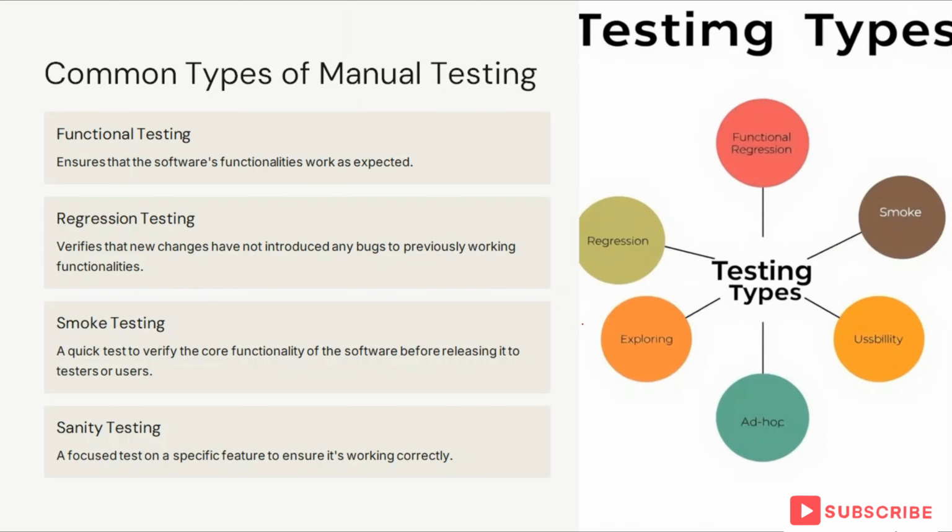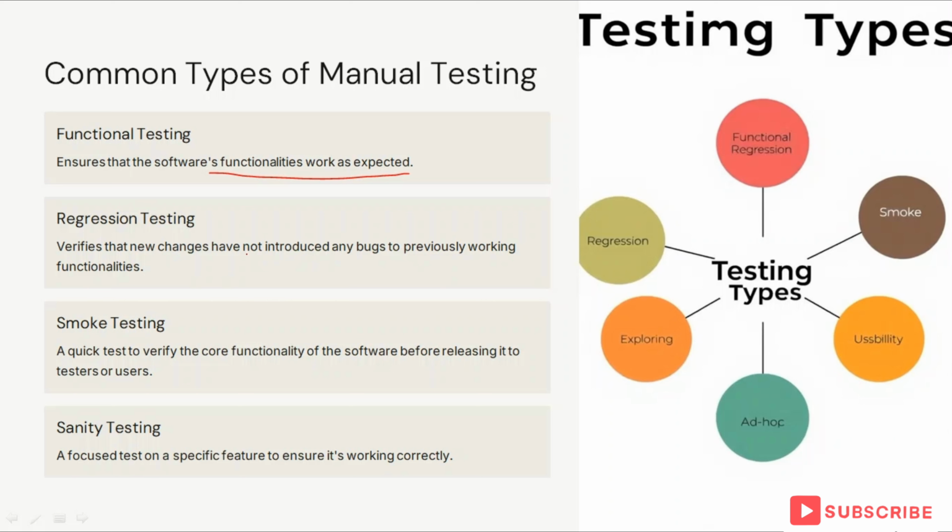Now, there are different types of manual testing: functional testing, regression, smoke, sanity, and a few more. So, what is functional testing? Functional testing ensures that the software functionalities work as expected. Simple. Whatever functionalities you have in your web application or software should work as expected. Like if there is a button, and you click on it, it should work. If there is a submit button, you are submitting a form and you click on it, it should submit the form. Simple.